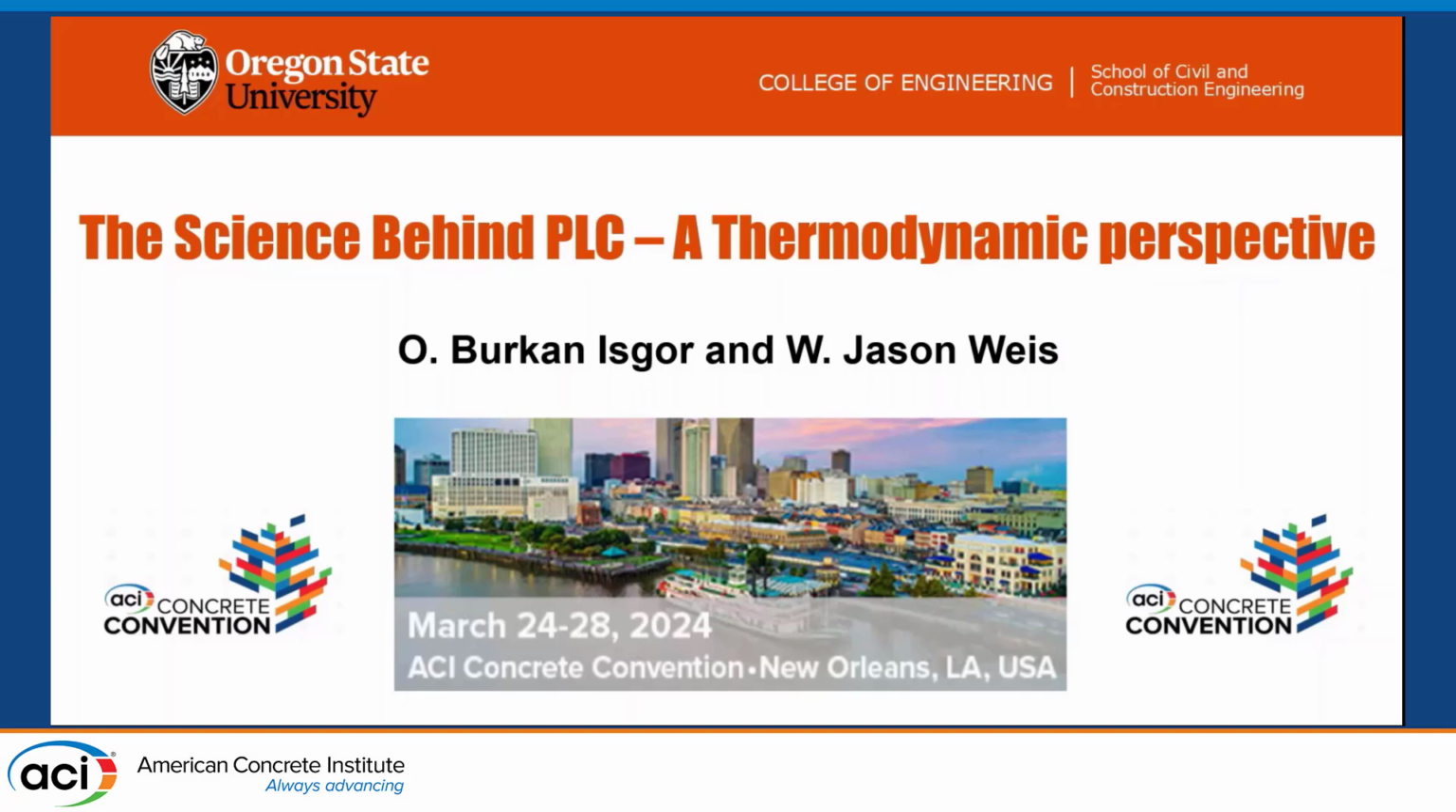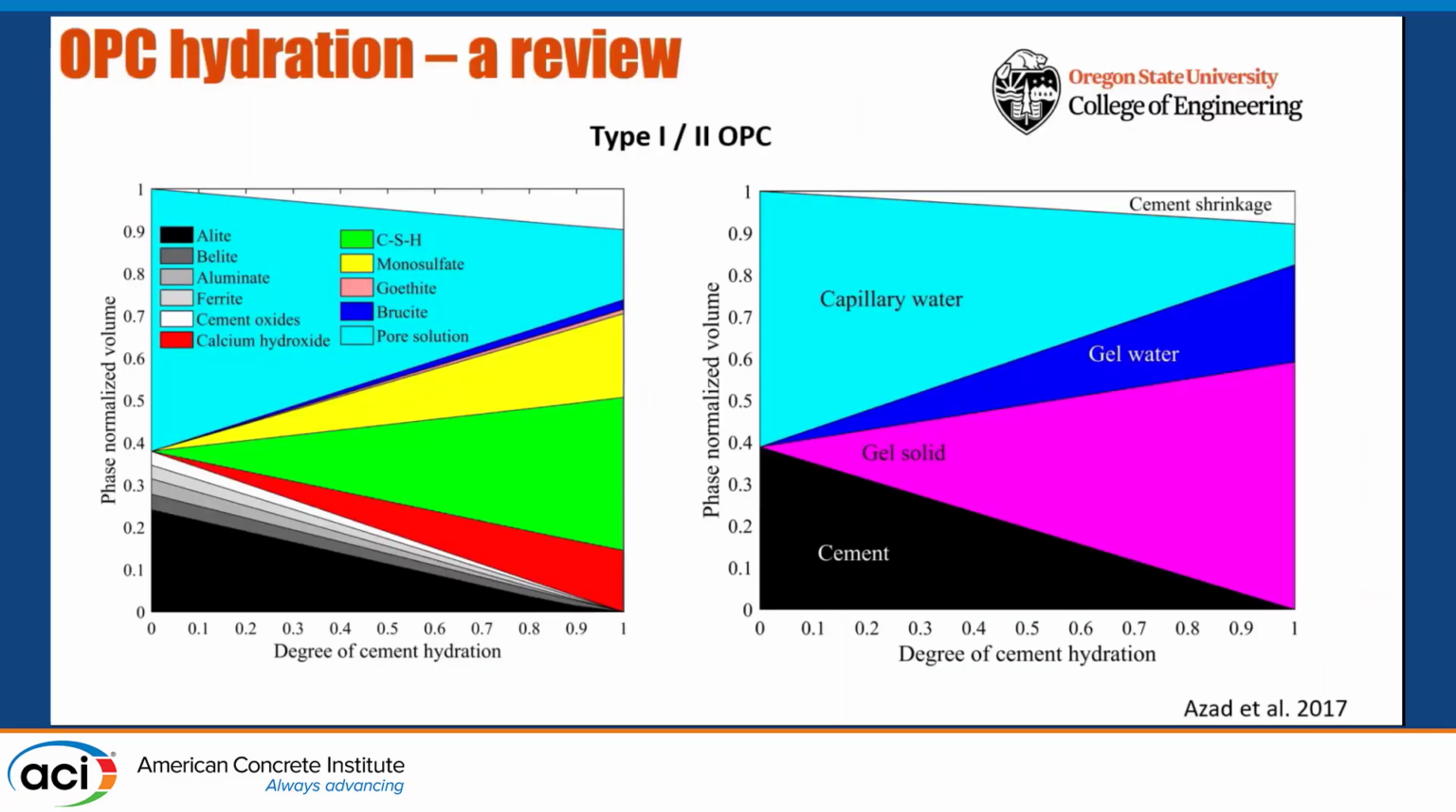Today I'm going to talk to you a little bit about the science of PLC. Now, I think all of us here are very familiar with how a clinker reacts when it starts hydrating with water. In the left figure, you can see these black and gray scale shades at 0% degree of hydration are the clinker phases. They start getting consumed as your degree of hydration increases.